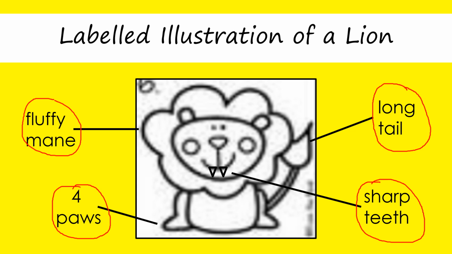Now, if you decided to label other features of the lion, that's fine too. You might have wanted to put a label for the lion's ears or the 2 eyes or the nose, whatever. That's fine as well.